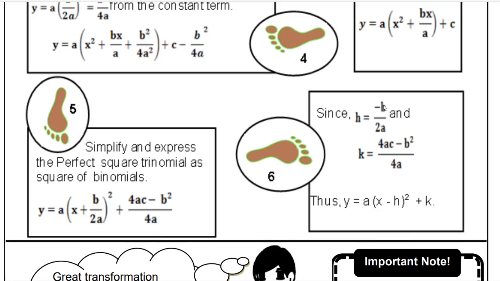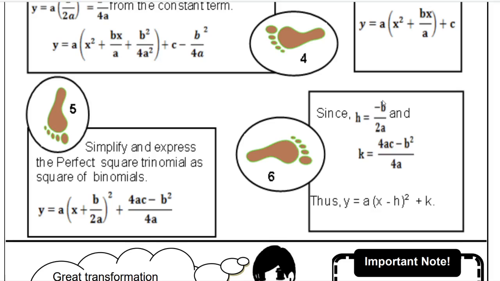Since h is negative b over 2a, this is the formula in finding h. So since h is negative b over 2a, you can replace h by x minus h. That's why you have here minus h. And k is 4ac minus b squared over 4a, which is this one, which is the plus k. So you have now transformed the given standard form into vertex form.